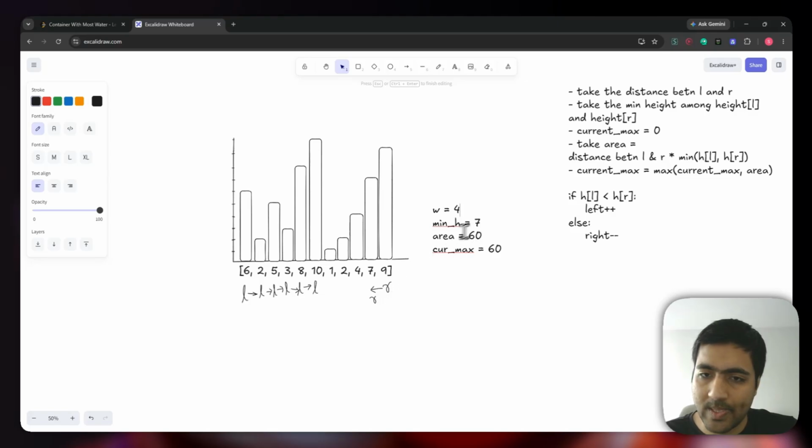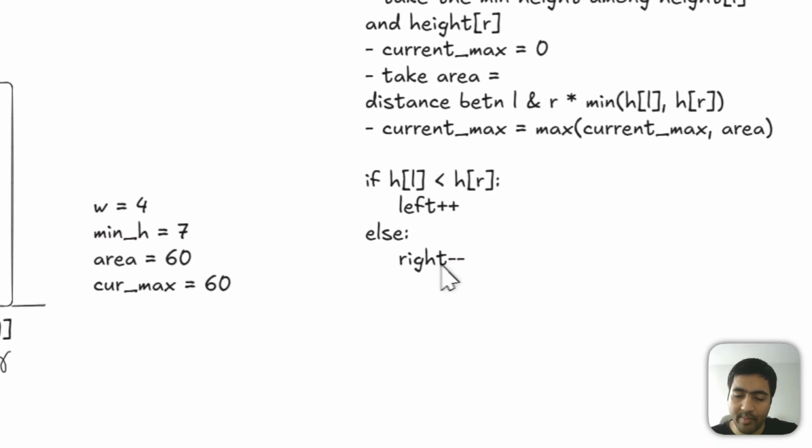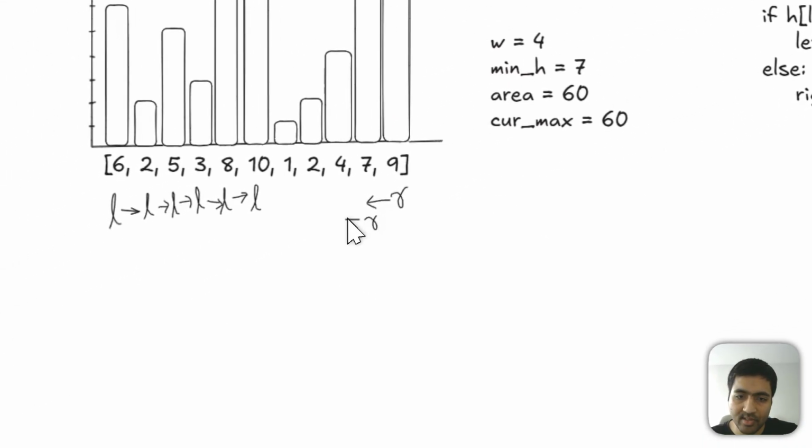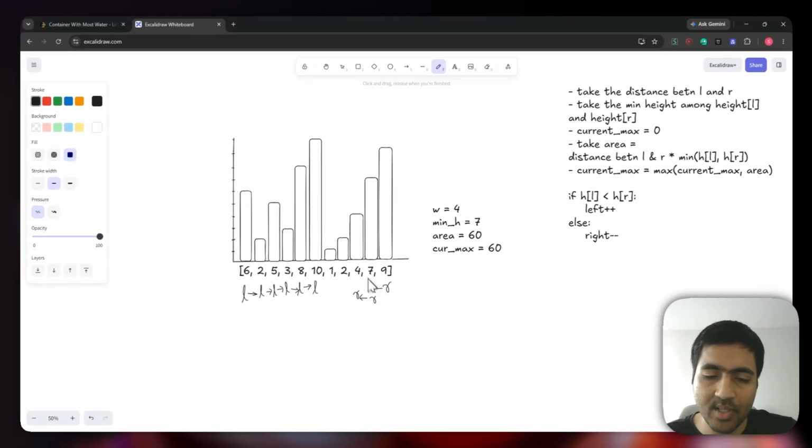Now we calculate the area. It's 28, and the max is 60. Again the smaller side is 7, so we decrement the right pointer inwards. It points to 4 now.